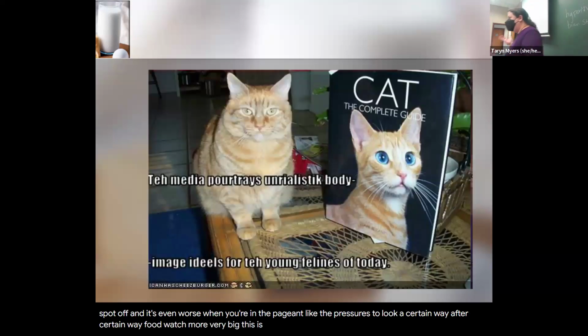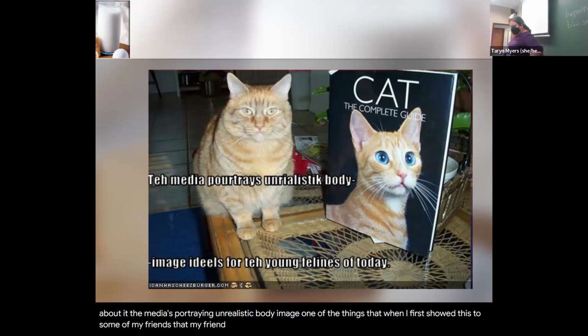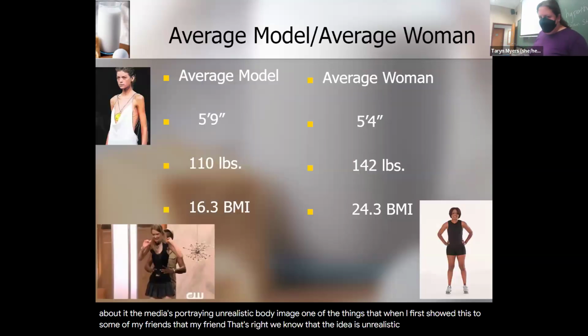This is so commonly known now, right, that we even have memes about it. Media is portraying unrealistic body image ideals for the young felines. One of the things that when I first showed this to some of my friends, my friend loved, she's like, oh, it's a blonde, blue-eyed cat on the cover of the book, right? So we know this, right? We know that the ideal is unrealistic. And we have actual stats on this.